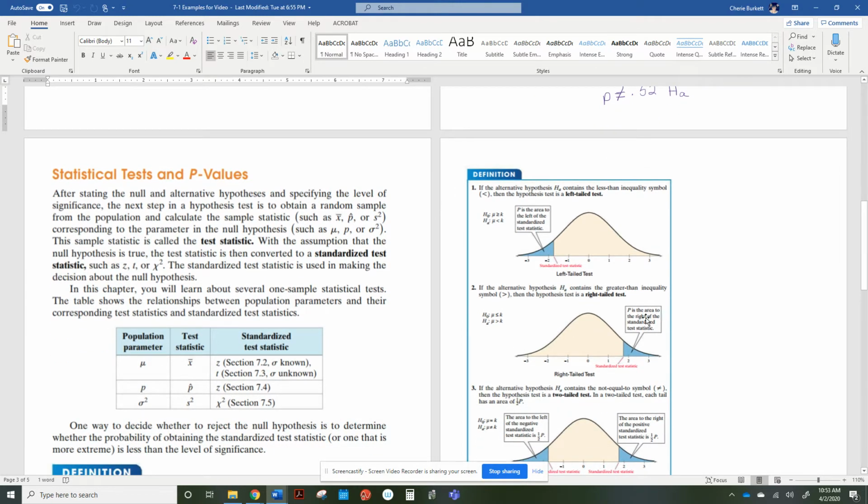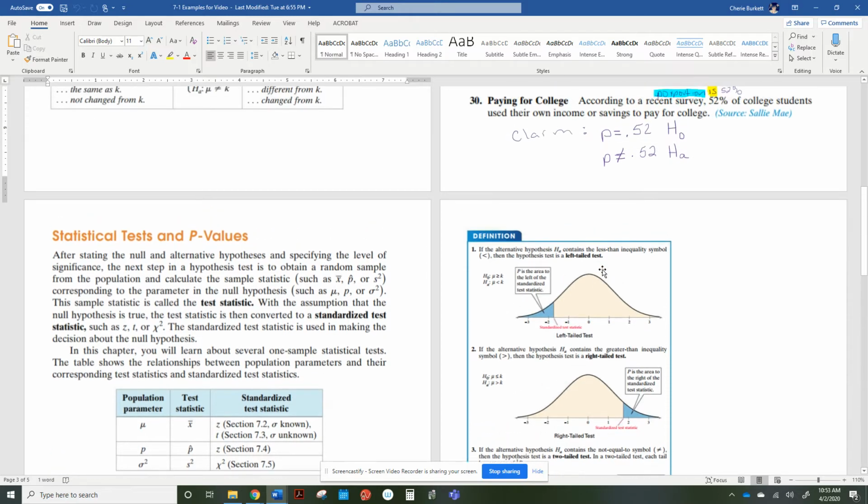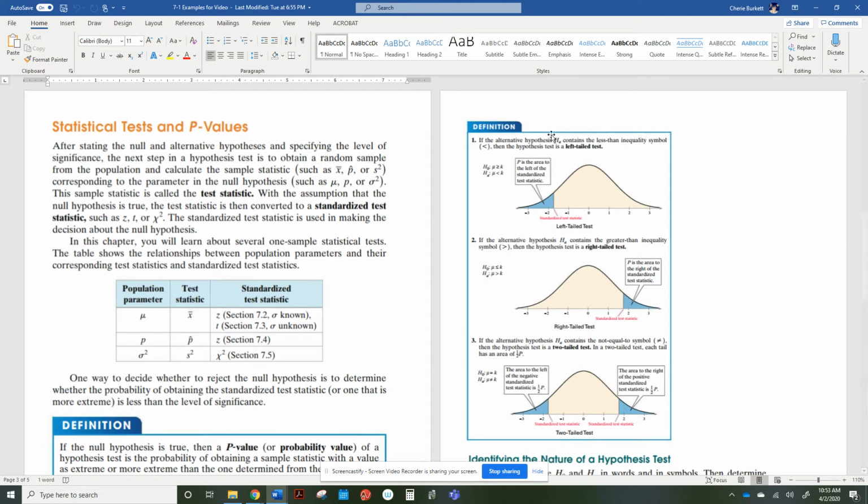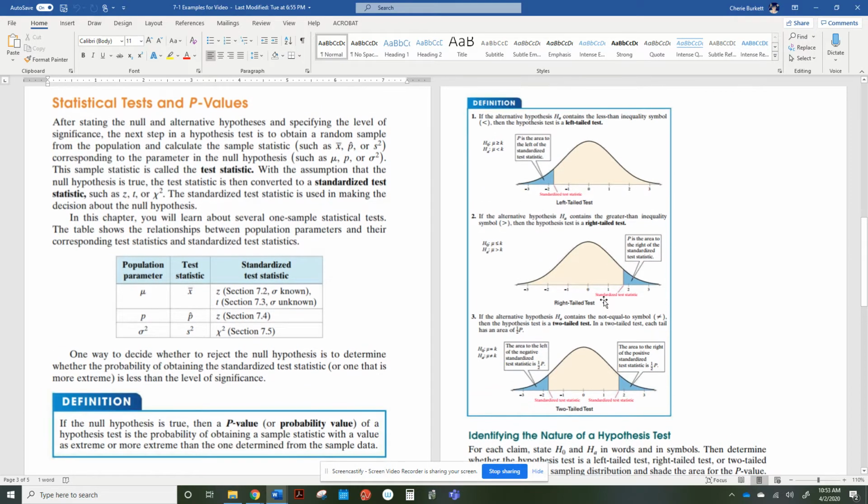And I'm using those words loosely right now because there's a particular way that we have to state our conclusion, but that's something yet to come. Okay, so this right here is basically what we're going to be doing. Remember, there's only three possible cases for the null and the alternative hypothesis. We're going to be involving the greater than and less than, and then the equal and not equal. That's the only three possible cases.